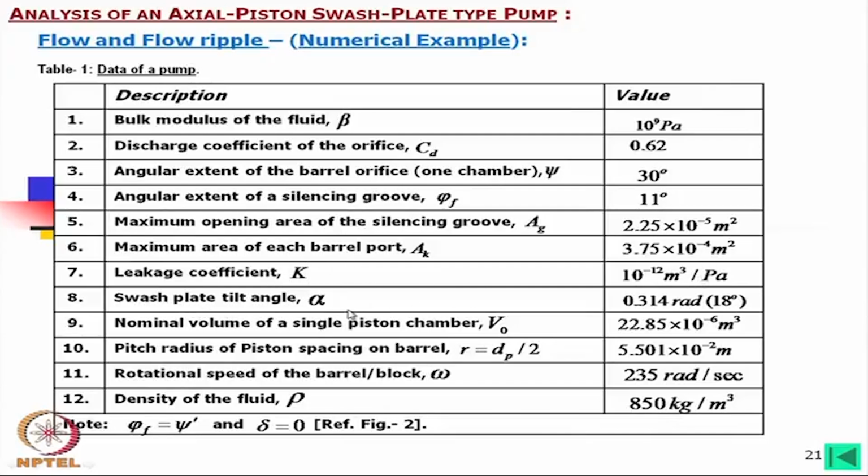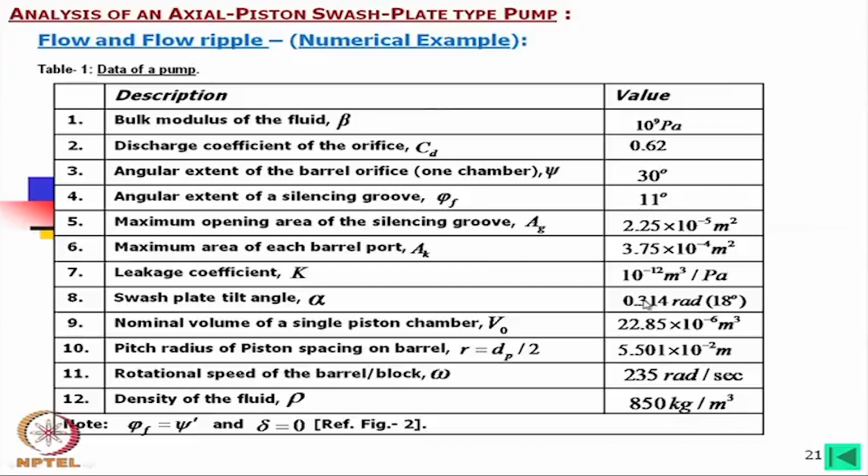Swash plate tilt angle alpha is 18 degree. Nominal volume of the single piston V0 is 22.85 into 10 to the power minus 6. This is the nominal volume, and the pitch radius we have taken 5.501 into 10 to the power minus 2 meter. You can, this means that how much? 0.05 meter, this means 5 centimeter, 5.5 centimeter is the diameter.